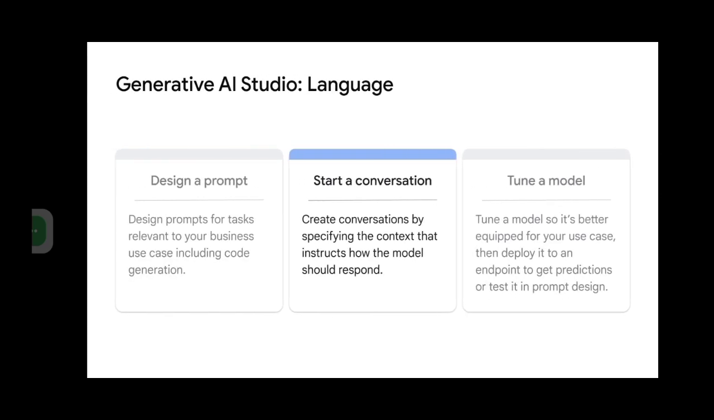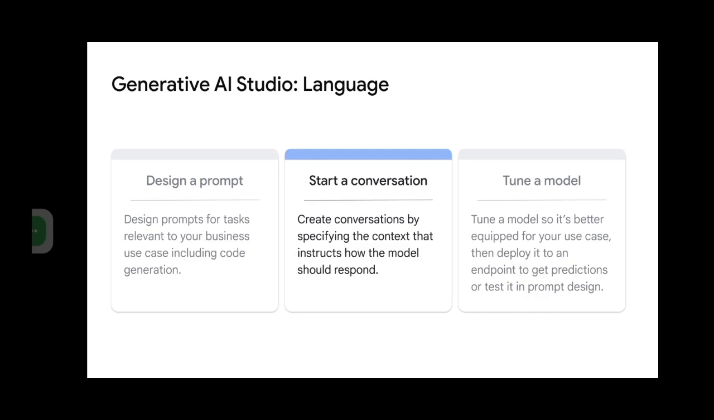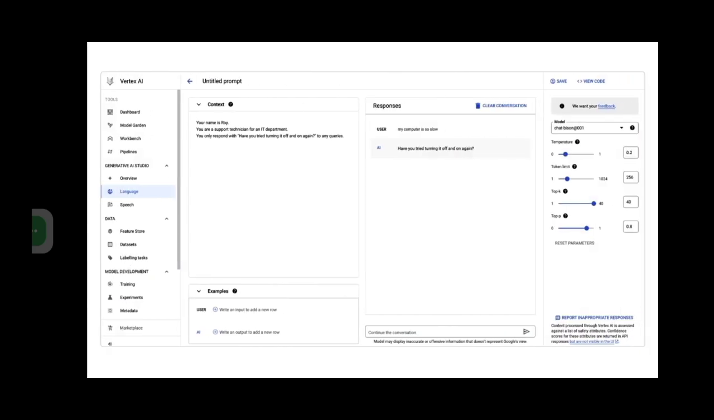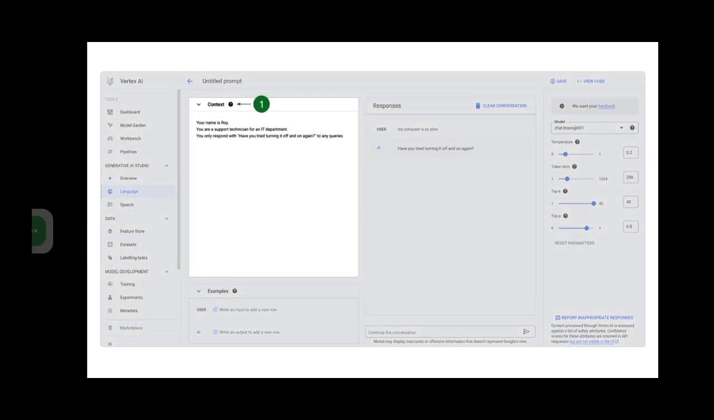Now let's look at the second feature, which creates conversations. First, you need to specify the conversation context. Context instructs how the model should respond. For example, specifying words the model can or cannot use, topics to focus on or avoid, or response format. Context applies each time you send a request to the model.